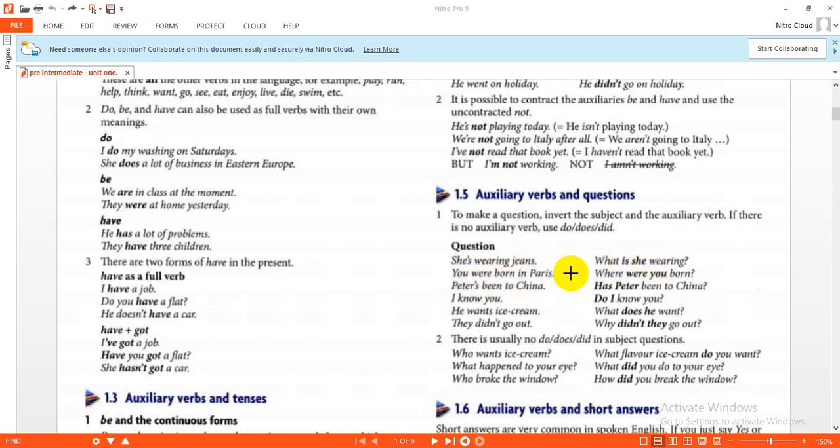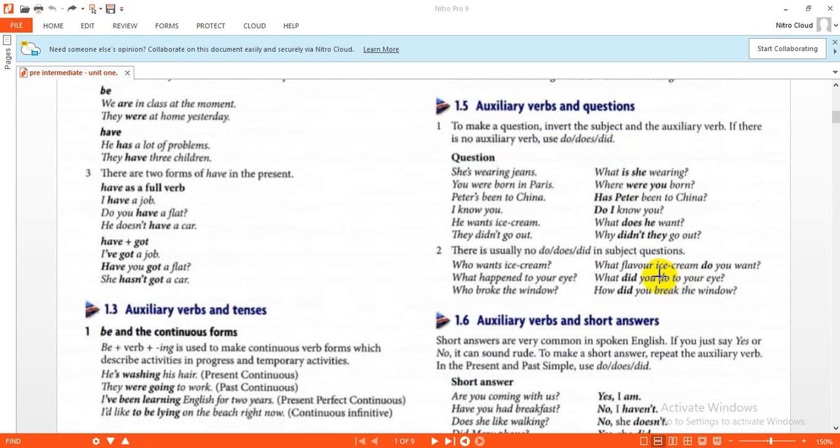You were born in Paris. Where were you born? Peter's been to China. Has Peter been to China? I know you. Do you know me? He wants ice cream. What does he want? They didn't go out. Why didn't they go out? إلى آخره من الأسئلة.